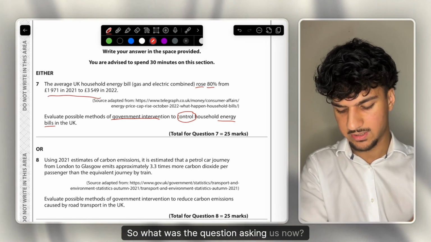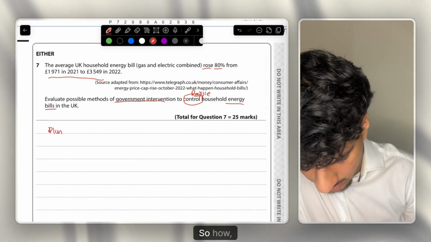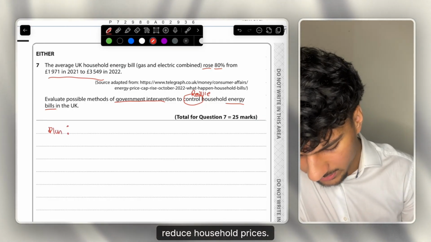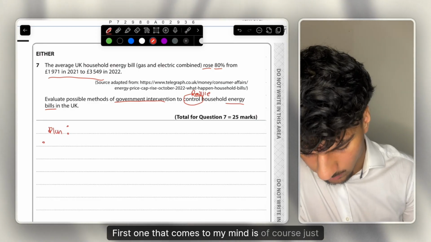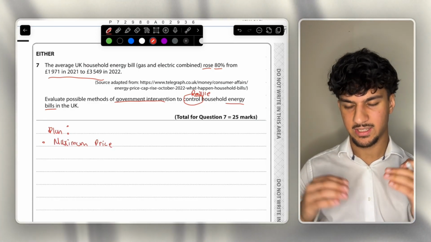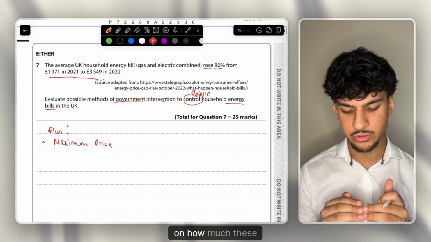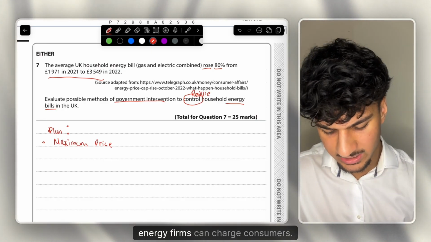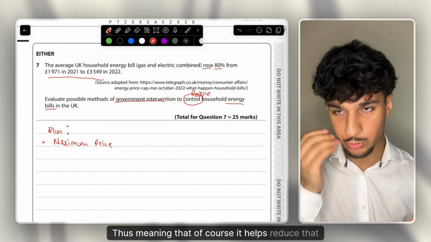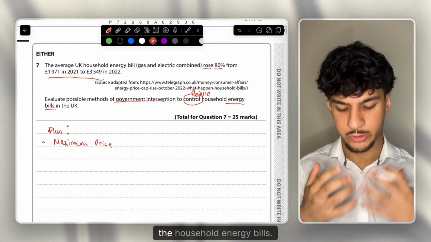So what's the question asking us now? Let's do a little plan here. What are the methods that government can use to intervene to reduce household prices? The first one that comes to my mind is, of course, a maximum price. And why does a maximum price work? It puts a cap on how much these energy firms can charge consumers, thus helping reduce household energy bills.